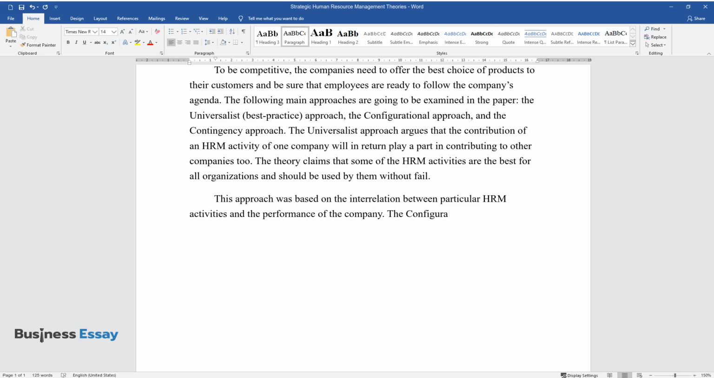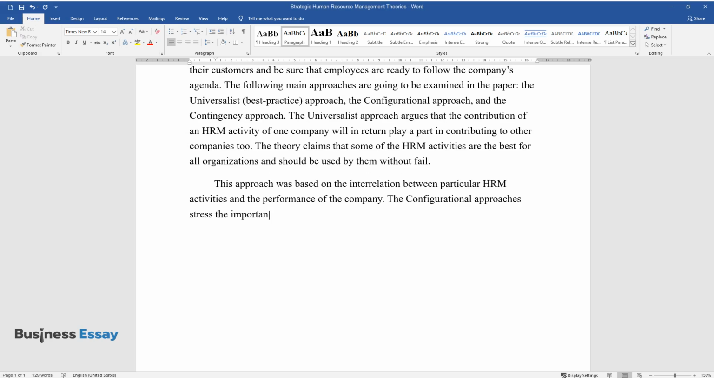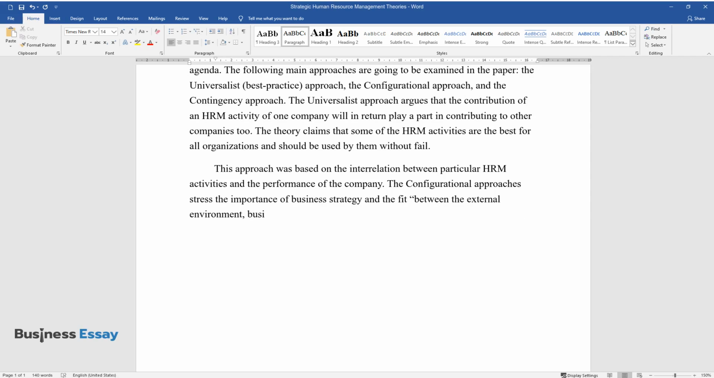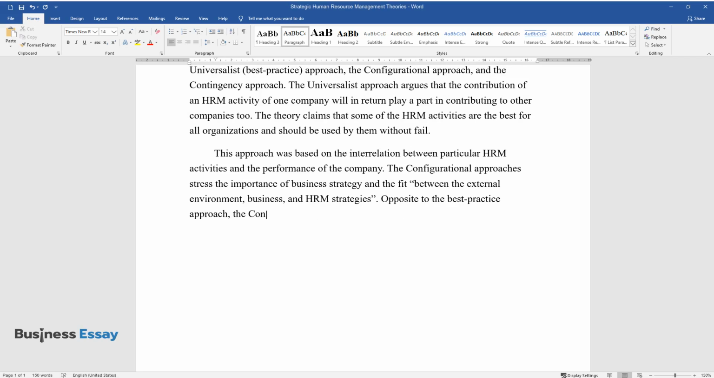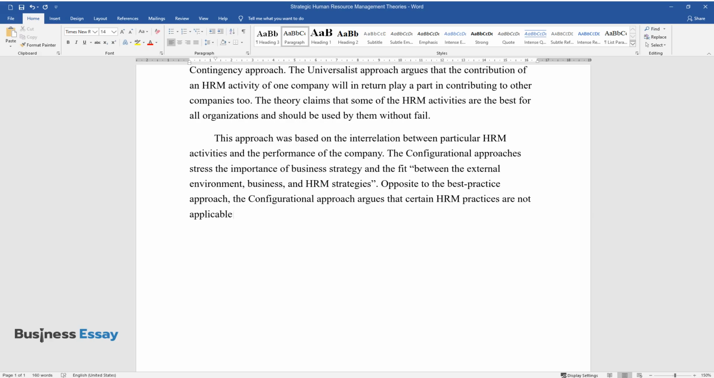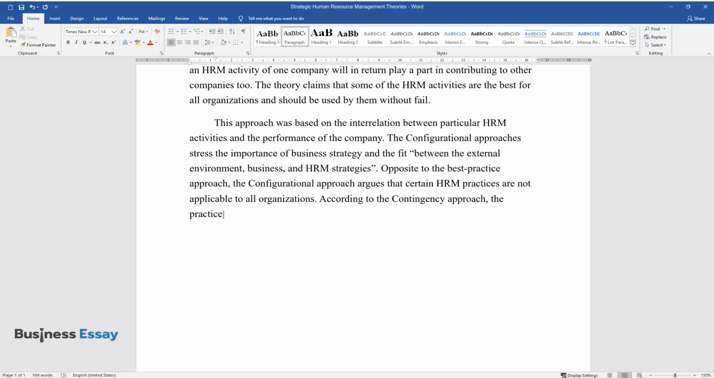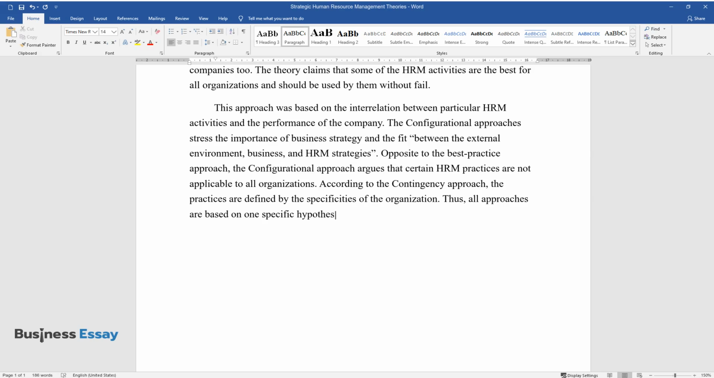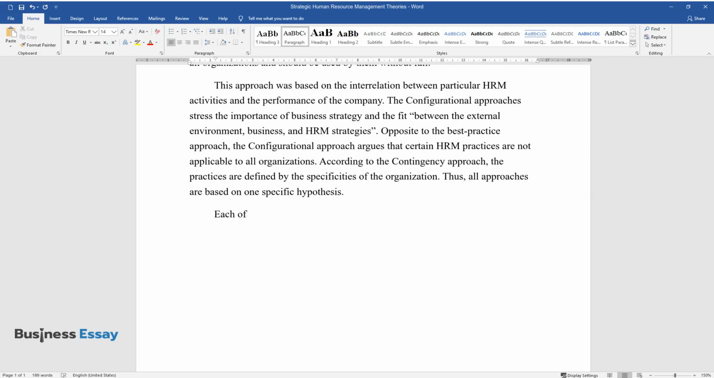The configurational approaches stressed the importance of business strategy and the fit between the external environment, business, and HRM strategies. Opposite to the best practice approach, the configurational approach argues that certain HRM practices are not applicable to all organizations. According to the contingency approach, the practices are defined by the specificities of the organization. Thus, all approaches are based on one specific hypothesis. Each of the approaches has its advantages and disadvantages.